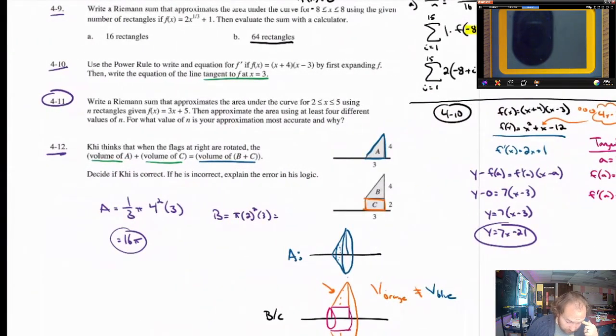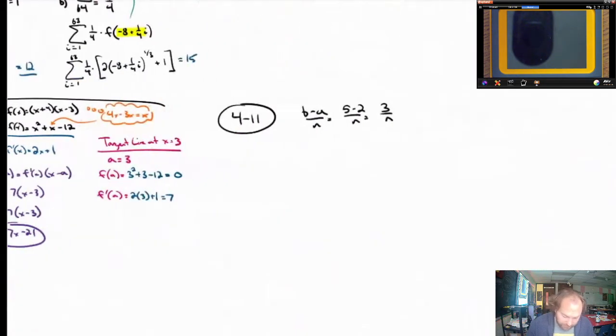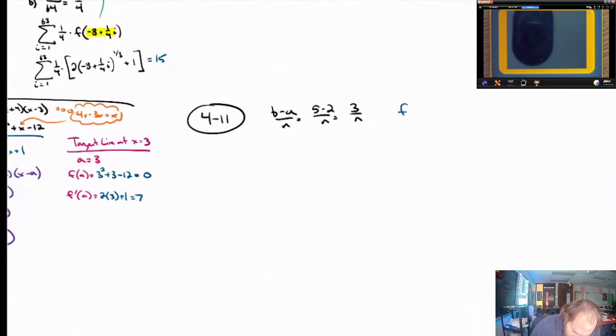Yes, n rectangles. We are later on going to use at least 4 different values for n, so we'll do that later. And the function is just 3x plus 5. That's pretty easy to work with. f of x is equal to 3x plus 5.